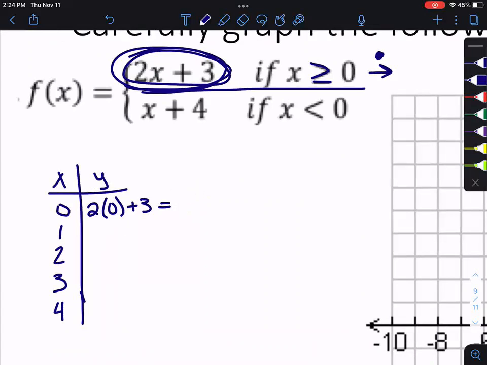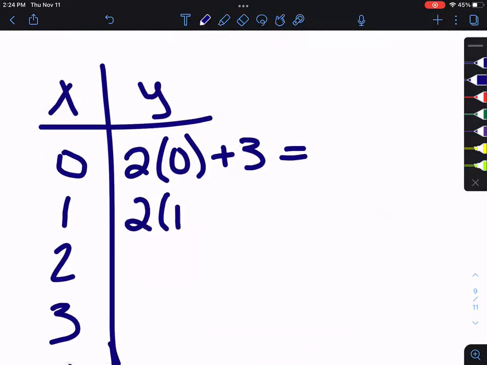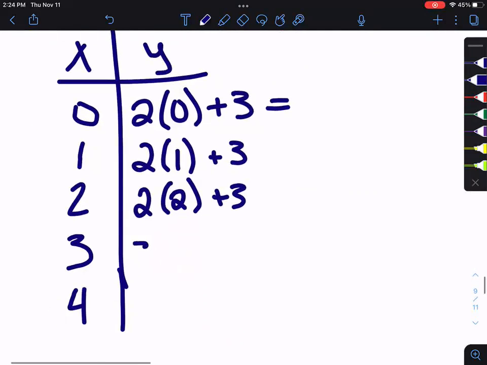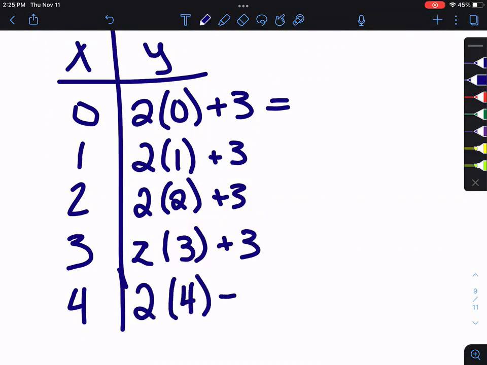So 2 times 1 plus 3. 2 times 2 plus 3. 2 times 3 plus 3. And 2 times 4 plus 3.